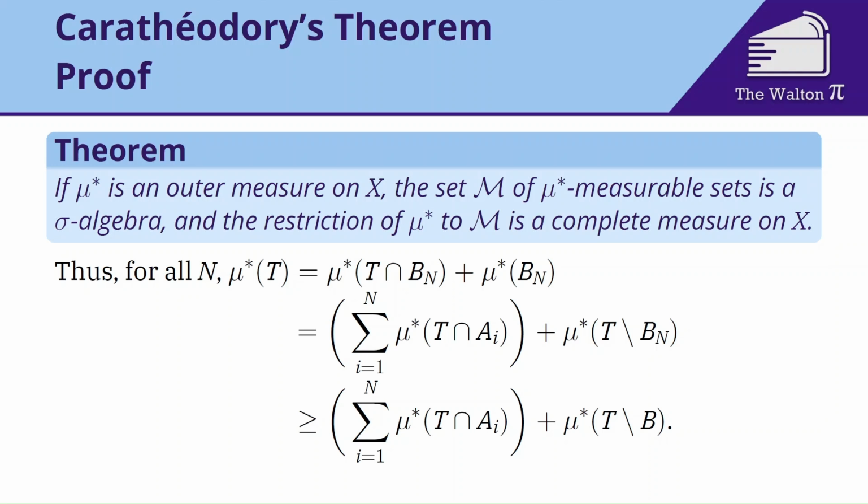So that part stayed the same, but now instead of subtracting off Bn, we subtract off more. We subtract off all of B. Okay, so we have that inequality.